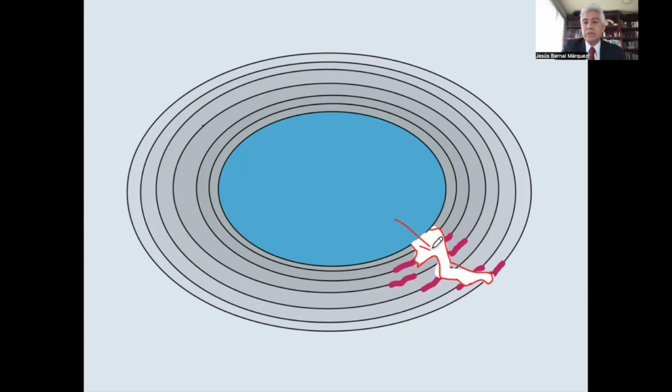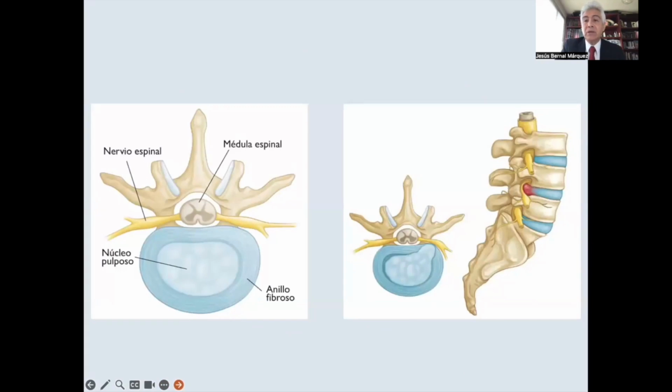When we already have a radial tear, what comes out is precisely the nucleus pulposus. And this is the pathology known as herniated disc. It is part of a degenerative process that we are now going to see from a clinical point of view.